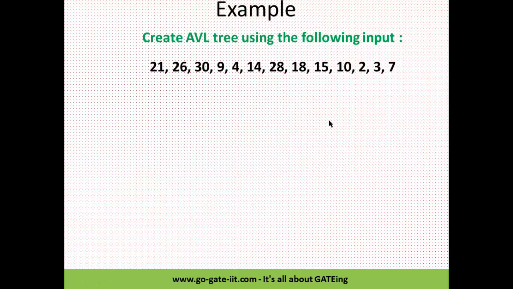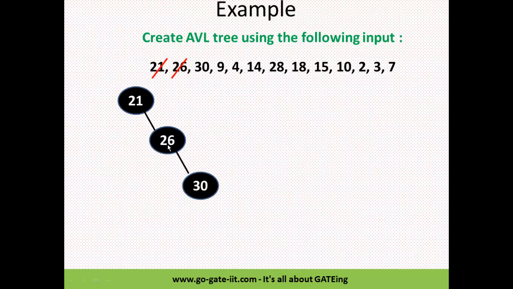Now let's consider an example where we will be creating an AVL tree using the nodes. These are the nodes which need to be inserted into an AVL tree. So first of all comes in 21. This is the root node, so no action needs to be taken. We have 26. You can notice here that simultaneously it is following the binary search property. So 26 being greater than 21, it is on the right hand side. Next item is 30. 30 being greater than 21 and 26, it comes on the right hand side.